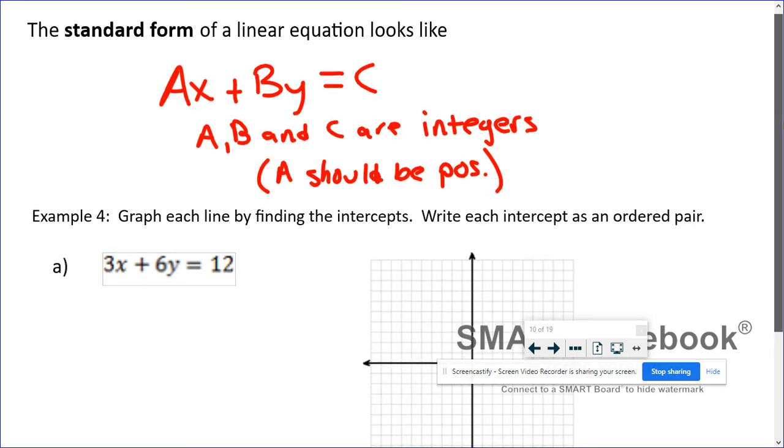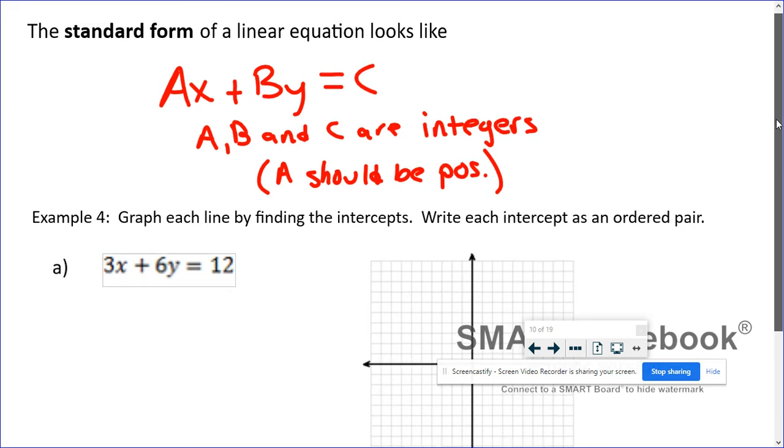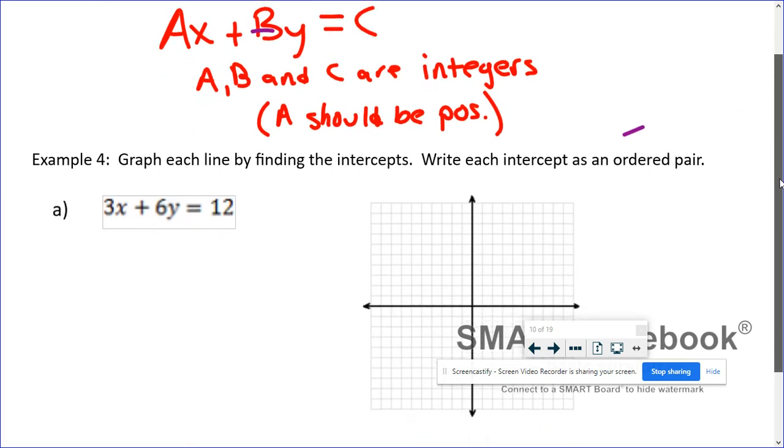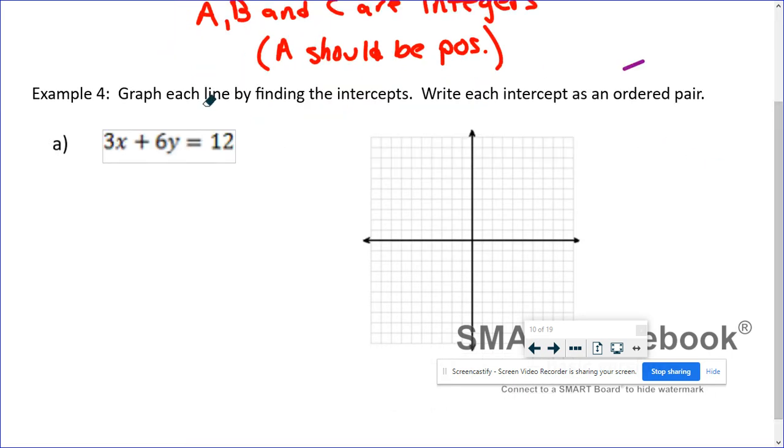Let's talk about standard form. So standard form of a linear equation is ax plus by equals c, where a, b, and c are integers. They're not going to be fractions or decimals. And then the a should be positive. You can't guarantee the b and the c are positive if the a is positive because they might be opposites. We're going to graph a line in standard form by finding the intercepts.